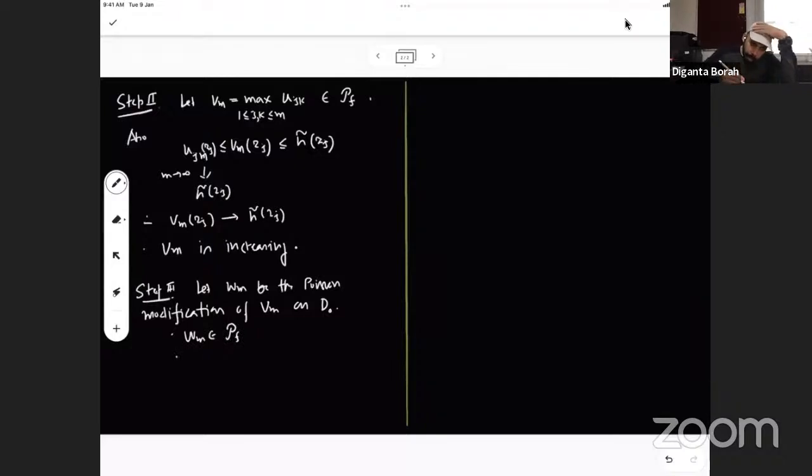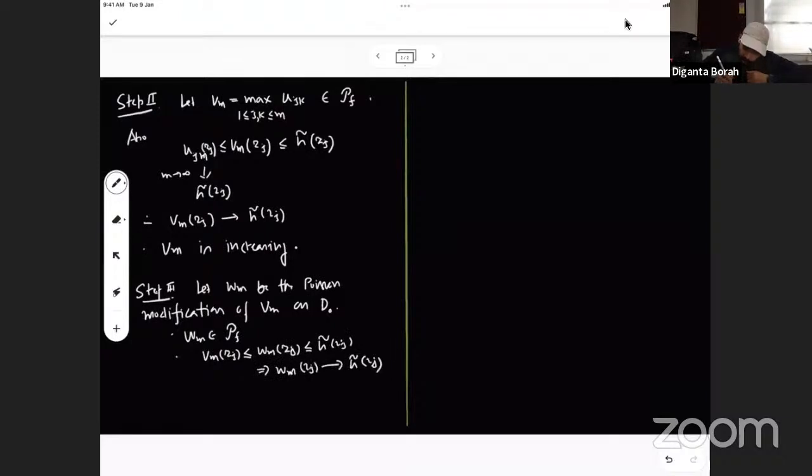So again, because you see Vm, it is squeezed between Vm and ... This is bigger than Vm. We know that it's bigger than the previous thing, and then it is squeezed between Vm and S tilde of Z. So this implies that this still converges to S tilde of Z, because Vm converges, right?